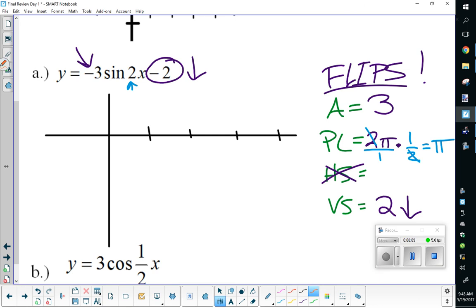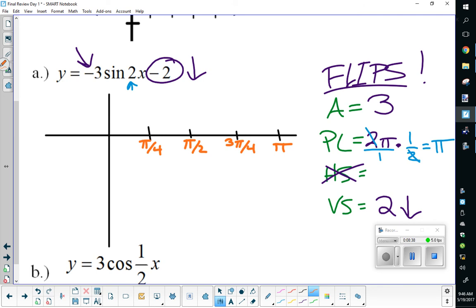So we already made our graph. I made 2 lines. I made my 4 hash marks. Okay, the next thing I'm going to do is label my period length. So that means this one is pi. The one in the middle is going to be half of that. This one's going to be half of that, or 1/4. 1/4, 2/4. This one is 3/4. Yep. Once I've graphed the period length, the next thing I'm doing is vertical shift.